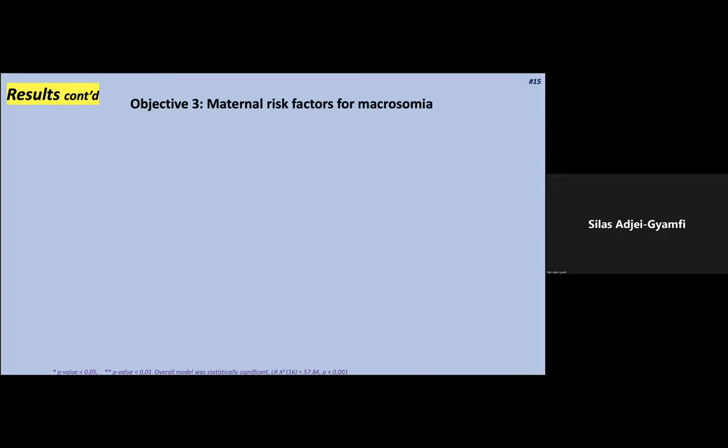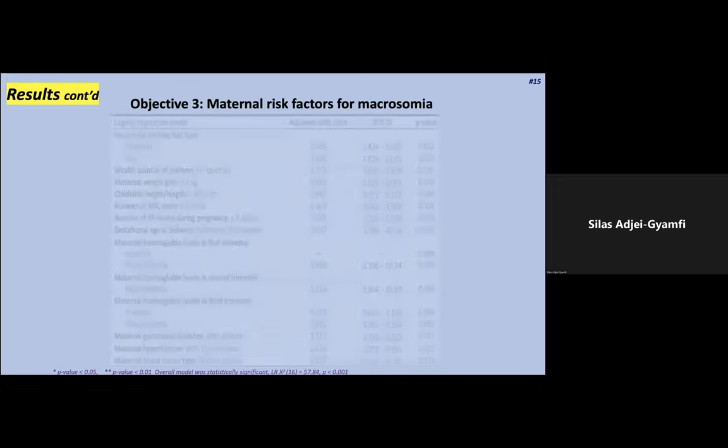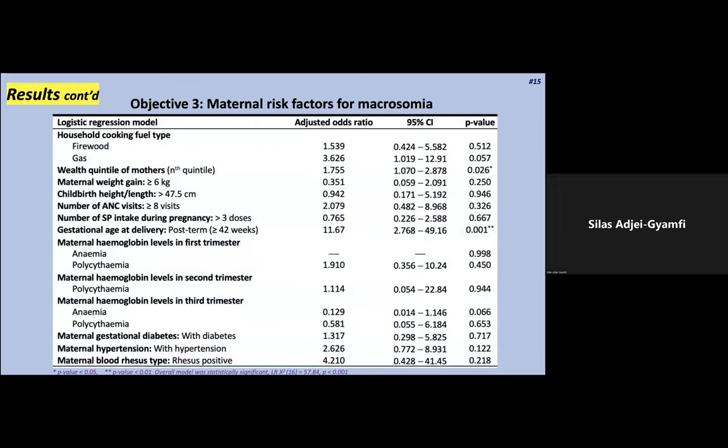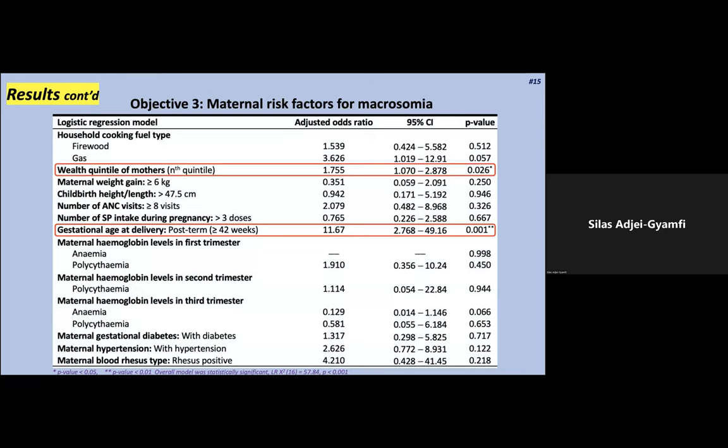Objective three was looking at the maternal risk factors for macrosomia. And this was the logistic regression model. It was discovered that socioeconomic status, which was represented as the wealth quintile of mothers, increased the risk of giving birth to macrosomic babies, as well as mothers with gestational age of equal or more than 42 weeks were more likely to also give birth to macrosomic babies.